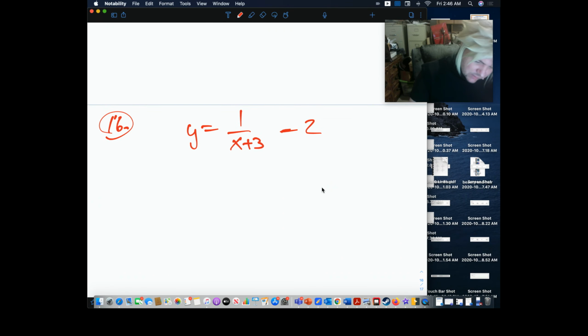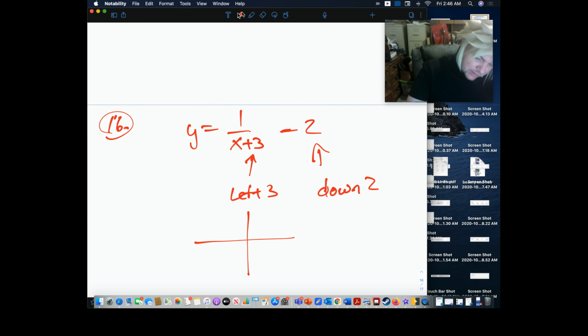Excuse me. Mr. Cloud's got a little case of the yawns. All right. So y equals 1 over x plus 3 minus 2. So don't let the nature of this function confuse you. The plus 3 means you're going to go to the left 3. The minus 2 means you're going to go down 2. So they're all the same.